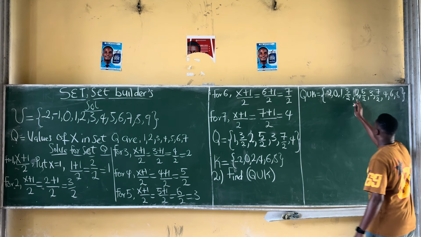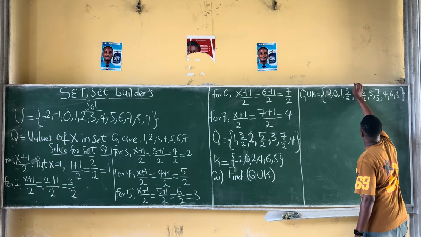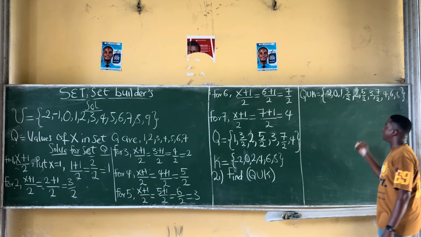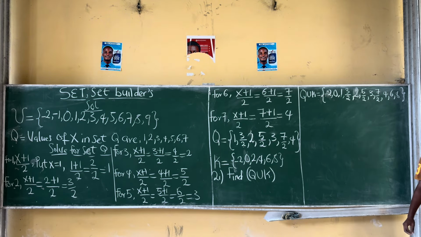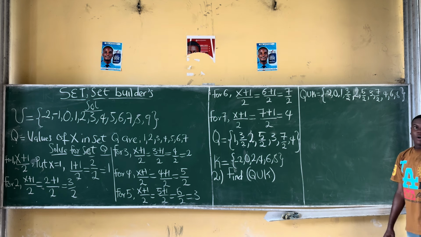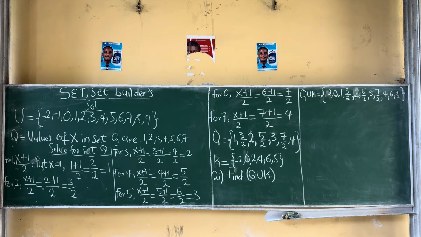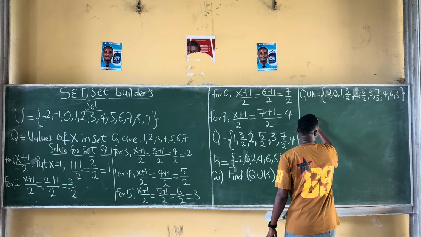When you are writing a union, please do not repeat the elements. Even though they are common in both of them, do not repeat them. Alright? So this is Q union K. Done. Now, in the question, is it Q union K, or Q union K prime? Okay, so that's why it's Q union K prime.